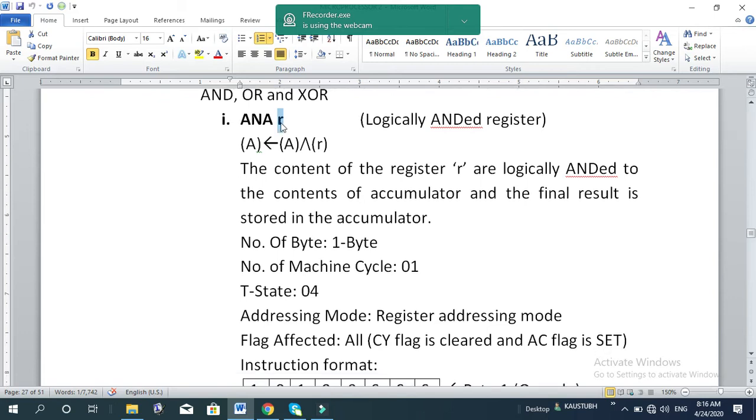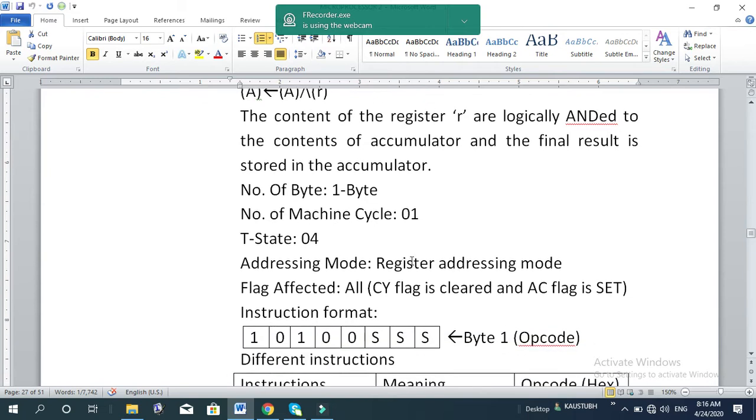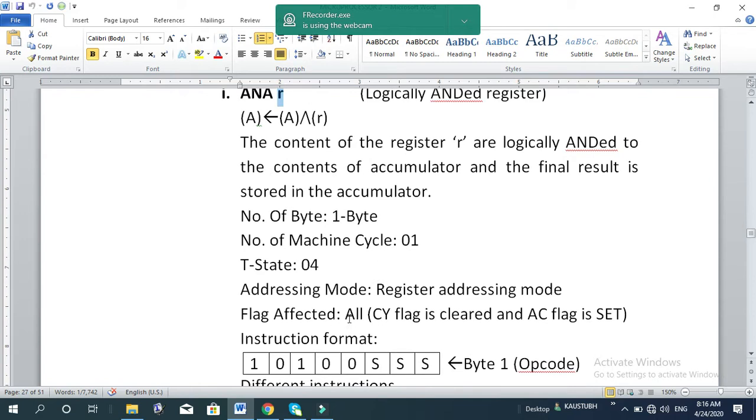Directly, the specified register R is given along with the instruction, so therefore it is register addressing mode instruction. And in this instruction, all the flags will be affected. Particularly, the carry flag will be cleared and the auxiliary carry flag will be set. This is an exceptional case. Set means set to 1.